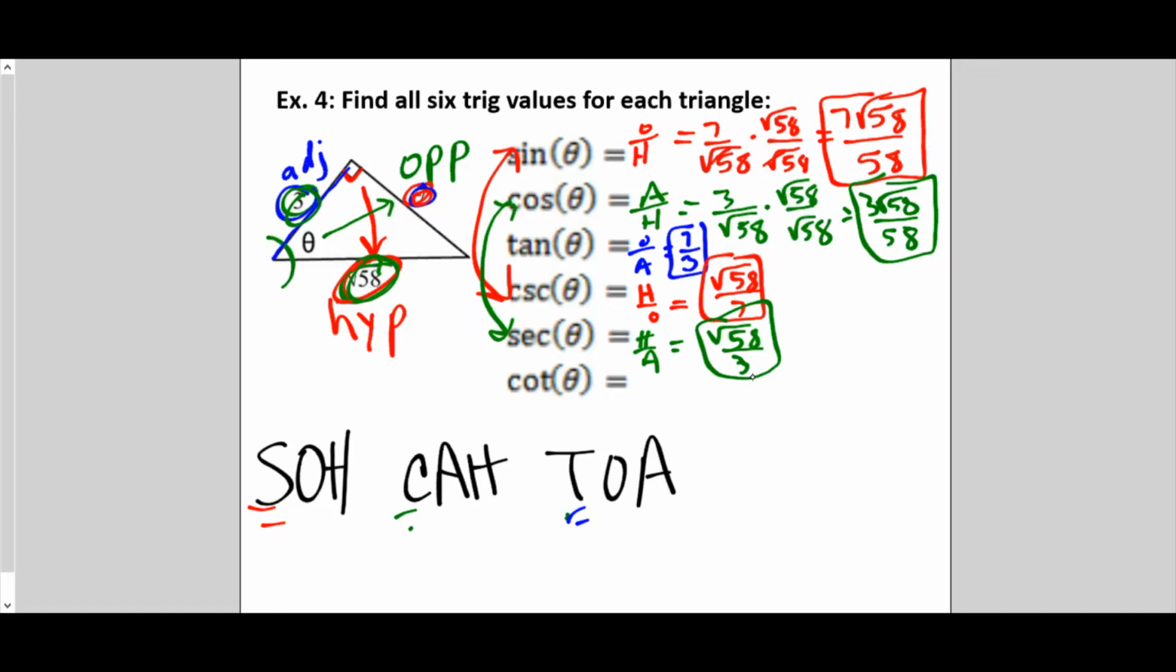And the last one, the cotangent. Cotangent is related to tangent, so it's the reciprocal, so this is adjacent over opposite. So adjacent is 3, and opposite is 7. So this is 3 over 7. So these are your 6 trig functions for example number 4.